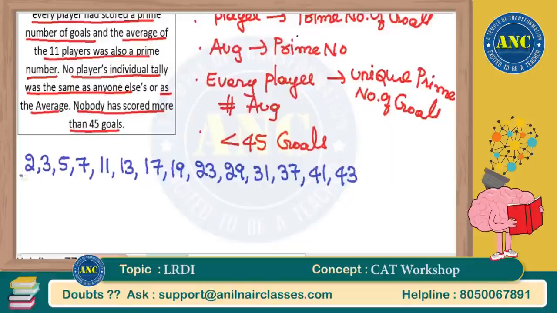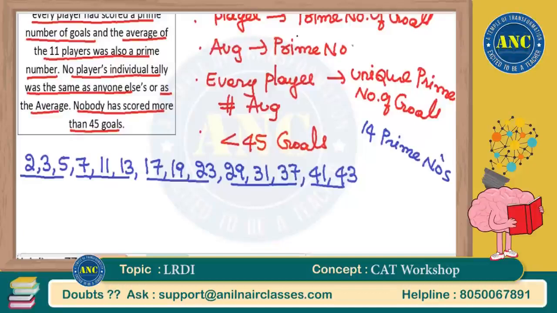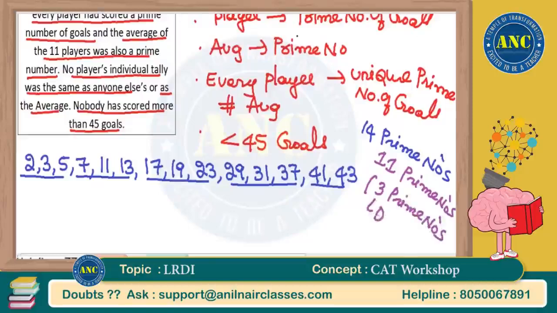Totally how many are there? 3, 3 plus 3 is 6, 6 plus 3 is 9, 9 plus 3 is 12, 12 plus 2 is 14. Total there are 14 prime numbers, but I want 11 prime numbers because there are 11 players. 3 prime numbers I need to delete.